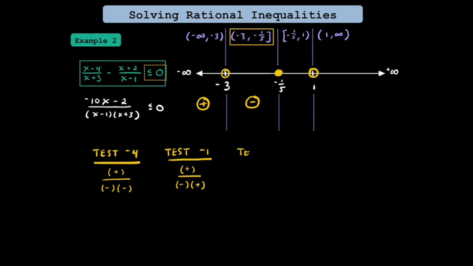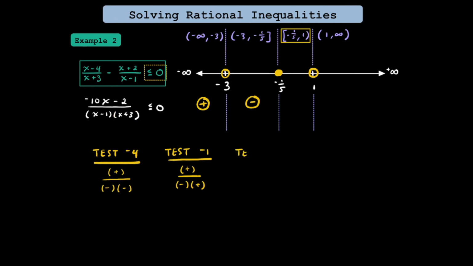For our third interval, let's test the value 0. In the numerator, negative 10 times 0 is 0, and 0 minus 2 is going to be negative. Plugging in 0 on the bottom left, 0 minus 1 is negative 1, which is negative. Plugging in 0 to the bottom right, we have 0 plus 3, which is positive. The negative and positive on the bottom make a negative, and a negative divided by a negative is going to be a positive. Everything's going to be positive in this interval.